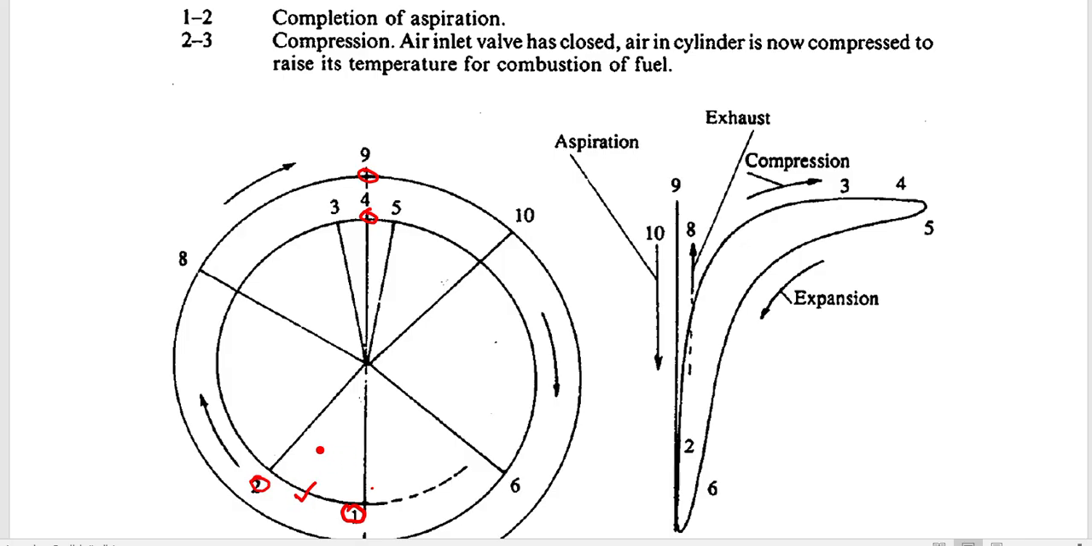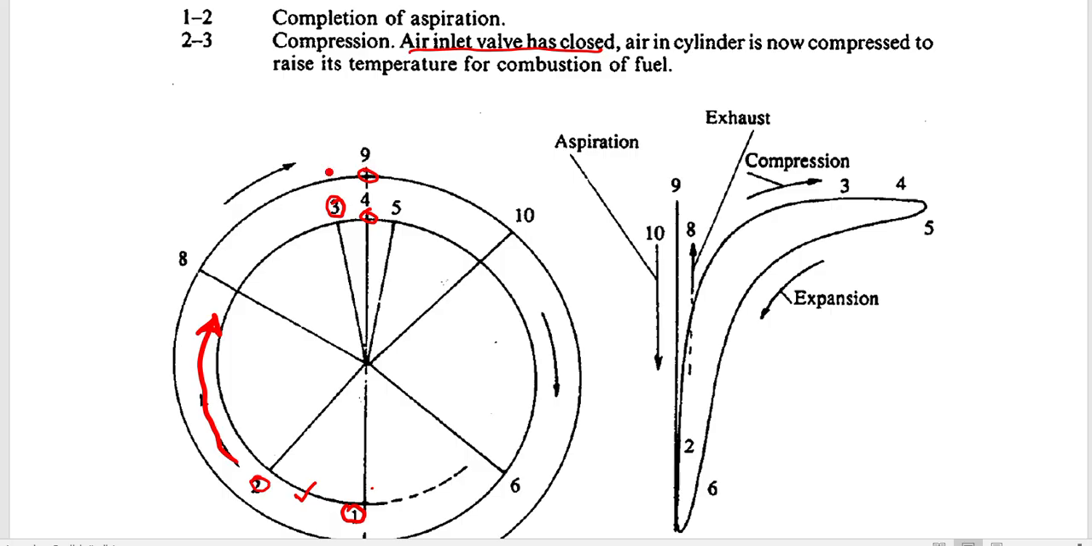Now compression. You can see the air inlet valves are closed. Air is going to be compressed when the piston is moving from the BDC towards the TDC, and we reach 3. So 2 to 3 is your compression cycle.